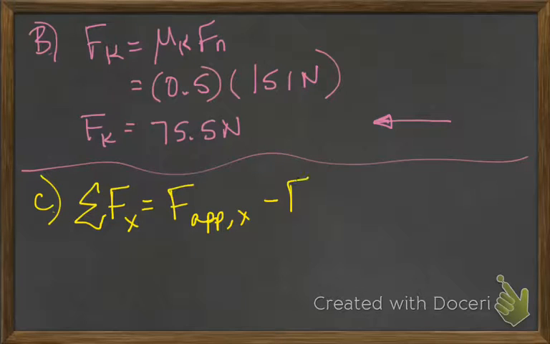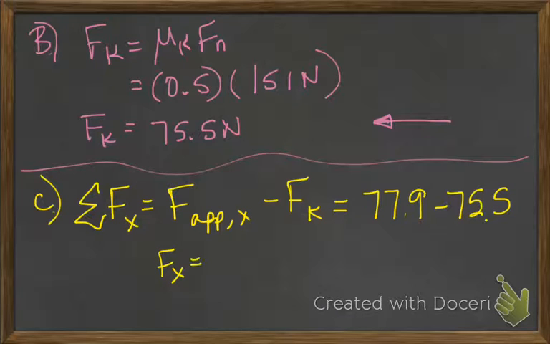Why are we subtracting off force due to kinetic friction? Because that small part of it cancels out small part of the force applied. That's right. It's in the opposite direction. So subtract those two numbers for me. That was 77.9 and 75.5? What is it? I'm hearing 2.4.